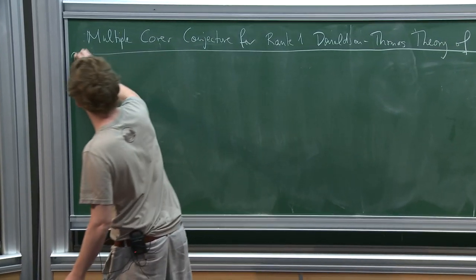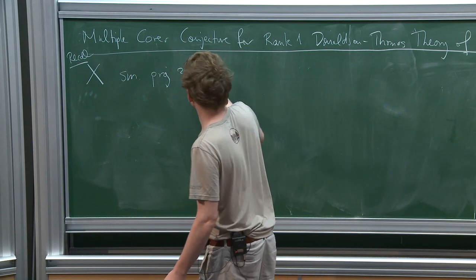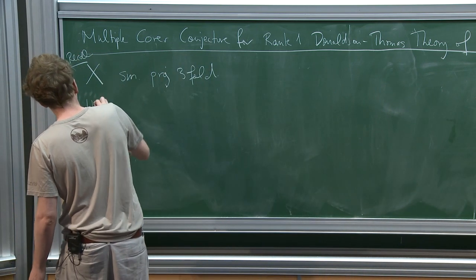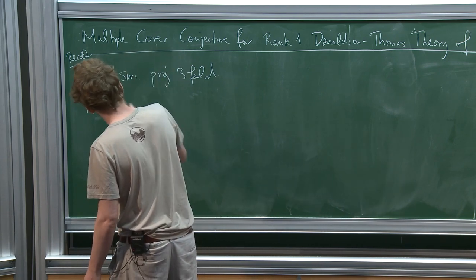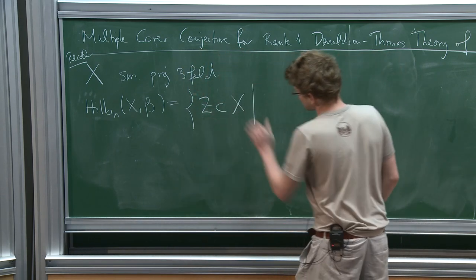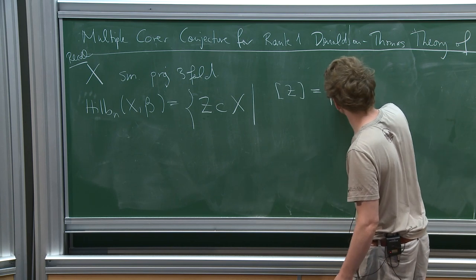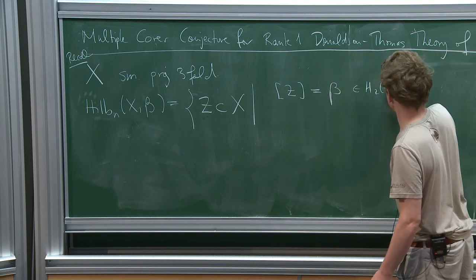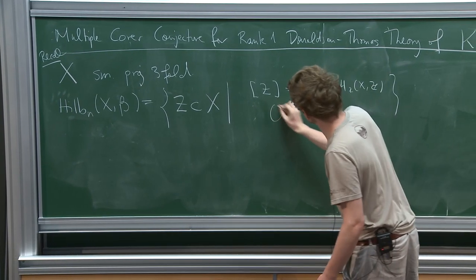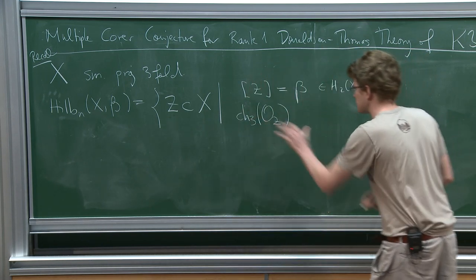I want to just recall the standard setting. If you have a smooth projective threefold, we'll do the really classical case of curve counting, Donaldson-Thomas invariants. So we look at what is called the Hilbert scheme of curves. This parameterizes closed one-dimensional subschemes of X, and we'll ask two conditions. The class of this one-dimensional subscheme should be this curve class beta, and then we also fix that the third Chern character of the structure sheaf should be n.